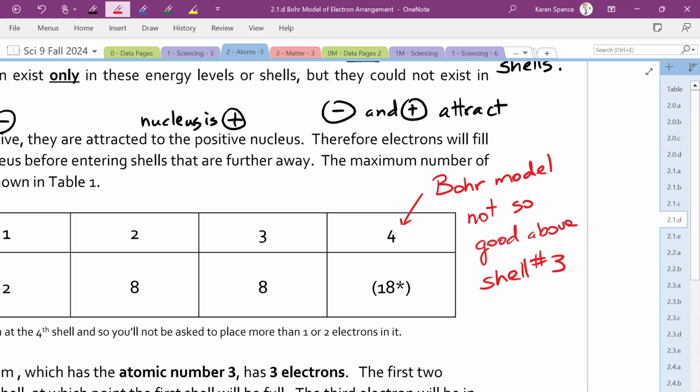Okay. Now, let's remind ourselves about our periodic table. Go get your yellow periodic table.